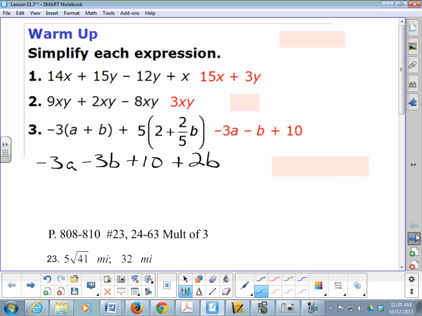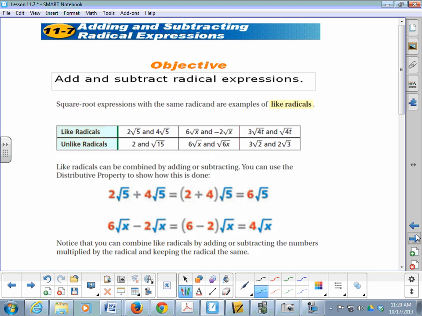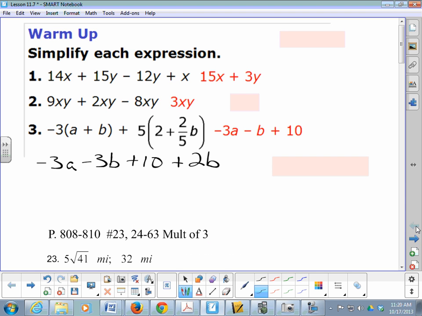Well, when it comes to radicals, we can add them and subtract them also if we have what's called like radicals. In other words, if what's under the radical is the same, I can combine them. And I combine them just like I did these problems. Like number 1, I would do 14x plus 1x would give me 15x, right? So basically all I did is add 14 and 1 and got 15, and the x was my little nice piece I had to go with it, right?